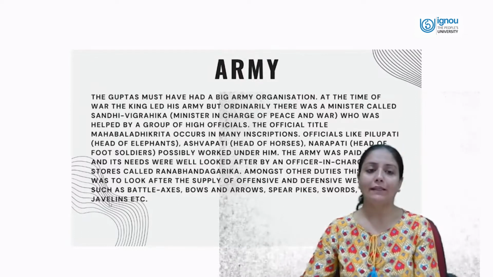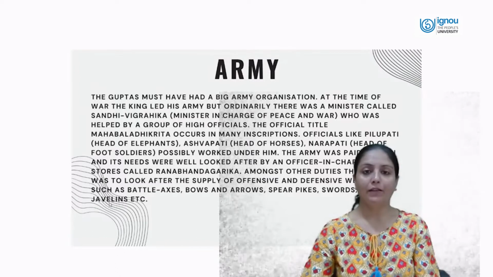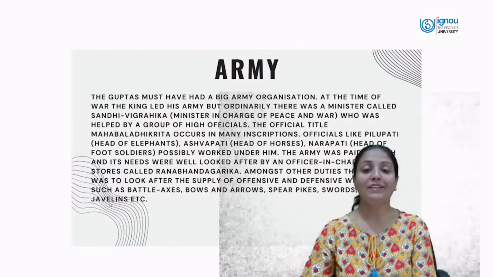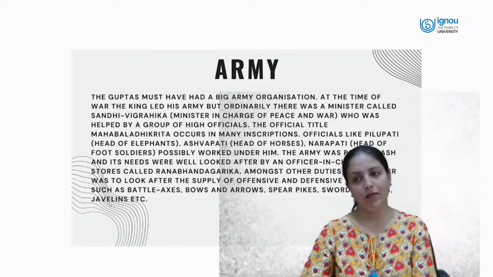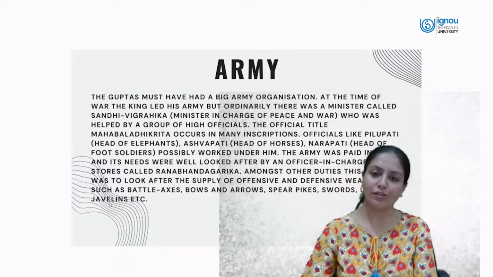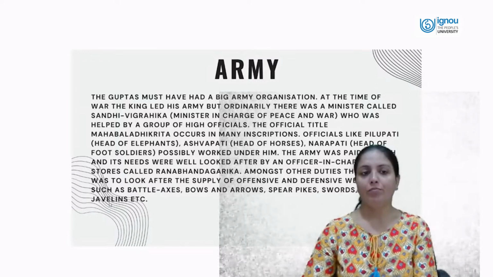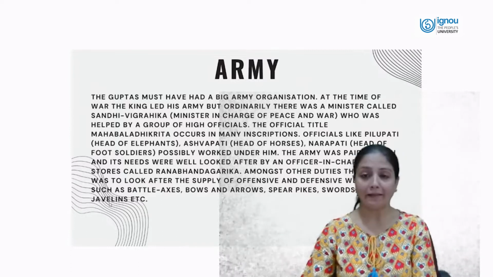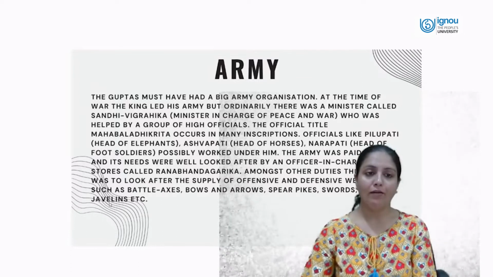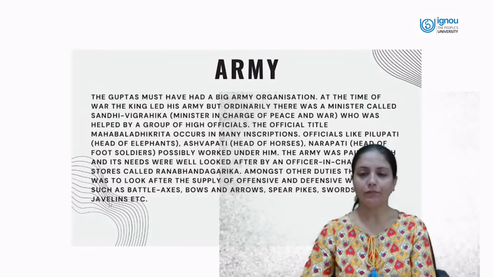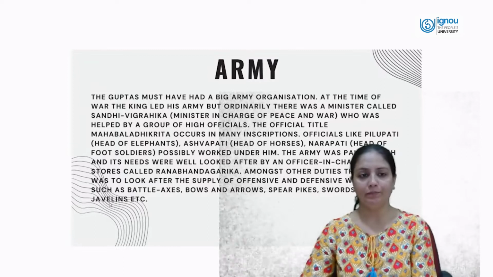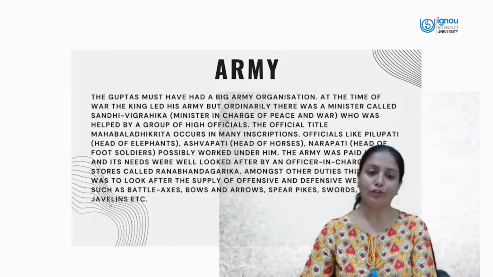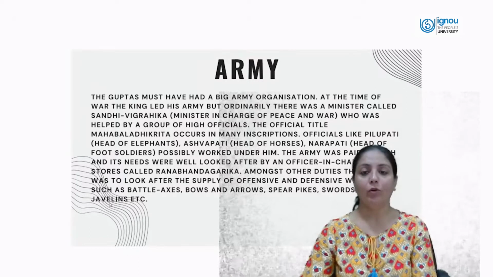At the time of war, the king led his army, but ordinarily there was a minister called Sandhi Vigrahaka, meaning minister in charge of peace and war, who was helped by a group of high officials. The official title Mahabaladhikrita occurs in many inscriptions. These were the titles adopted by the officials. Officials like Pilupati, head of elephants, Ashwapati, head of horse, and Narapati, head of foot soldiers, possibly worked under him.